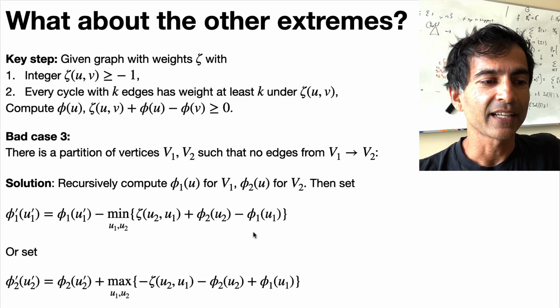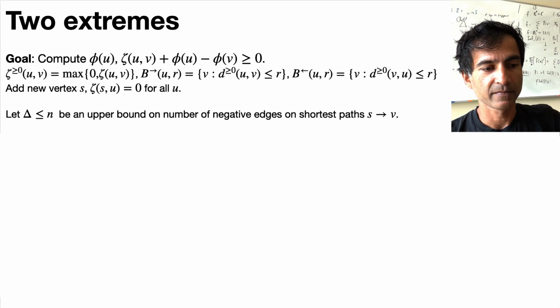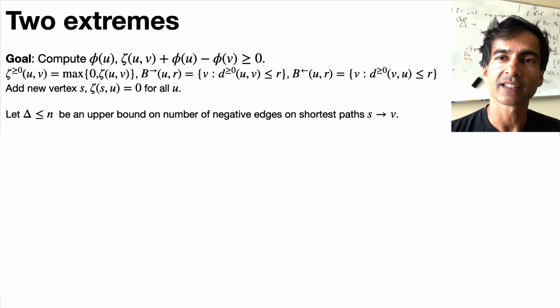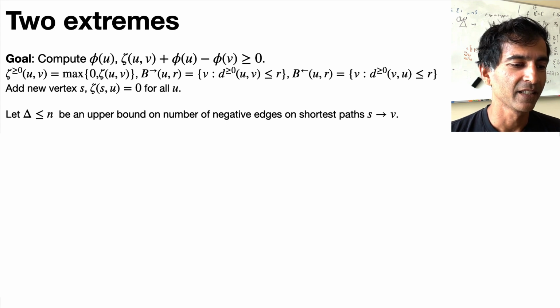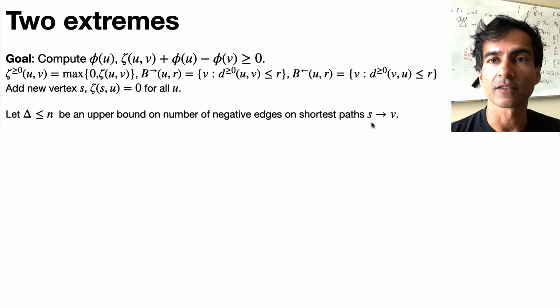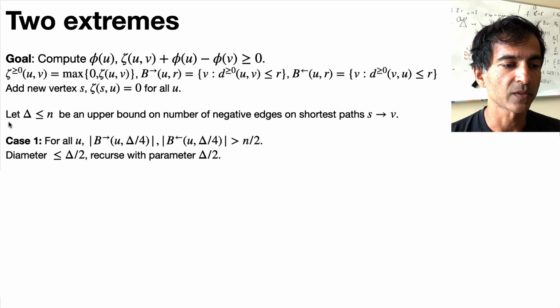So let's now try and use these ideas to design an algorithm. Here's a first cut at designing an algorithm. Let's say throughout we have some parameter delta, which is an upper bound on the number of negative edges on shortest paths from S to V. Okay.